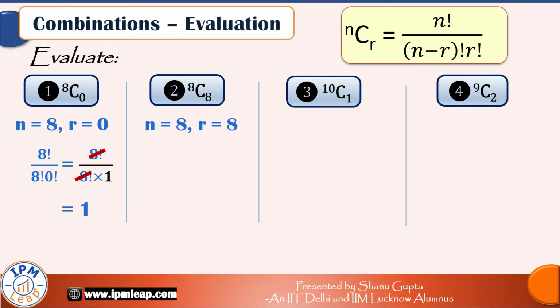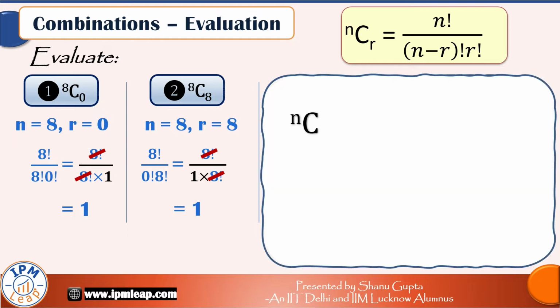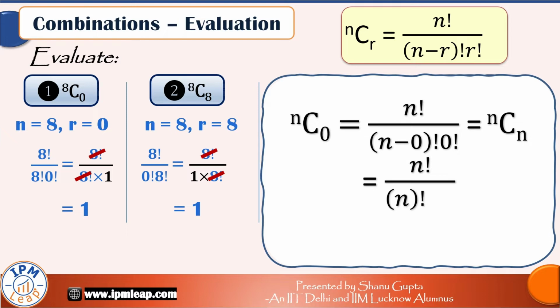Next is 8C8. Again, compare it to the general combinations notation. n is 8 and r is also 8. So, finding out its value, n factorial, which is 8 factorial, over n minus r factorial, which is 0 factorial, into 8 factorial. Again, 8 factorial gets cancelled in the numerator and denominator and its value is again equal to 1. So, in general, remember that nC0 as also nCn is equal to n factorial over n factorial into 0 factorial and their resulting value is 1.